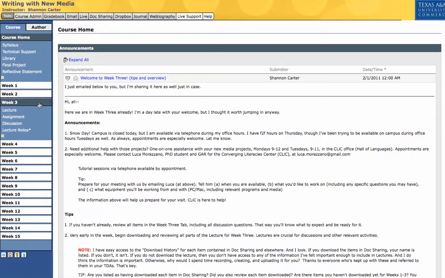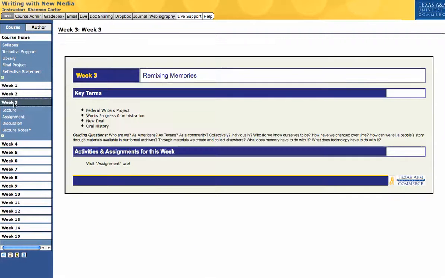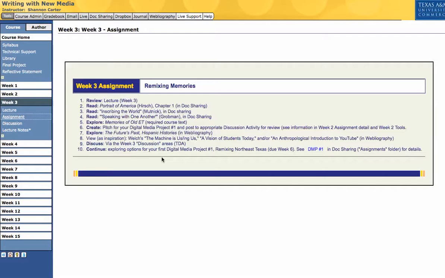So again, the first thing we want to do when we get started any week is to know where we are. Get an overview from the intro, some of the key terms we focus on: the Federal Writers Project, the WPA, something about the New Deal, which I really don't talk about, but Portrait of America does a little bit more. Oral history features prominently as well. To get the details on what we're actually required to do, we can look at our syllabus, but we can also look here.